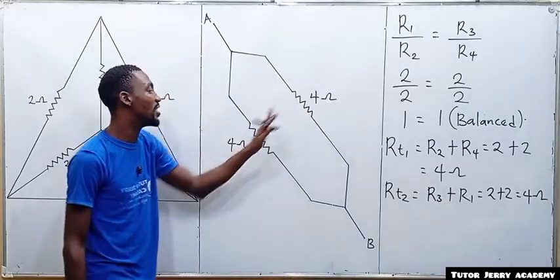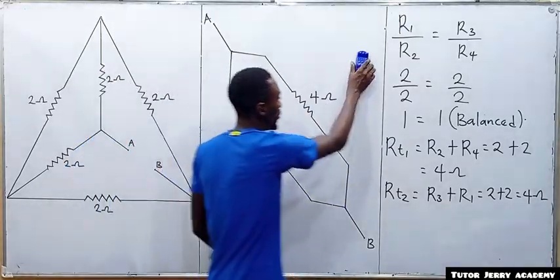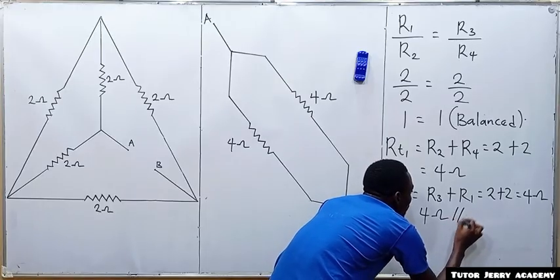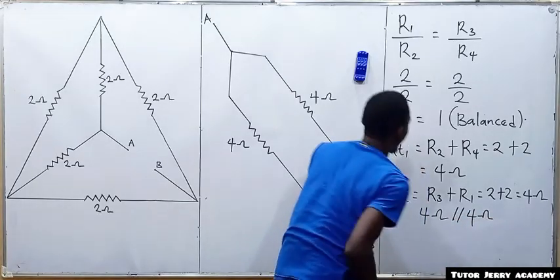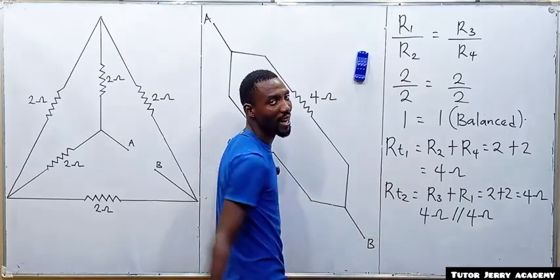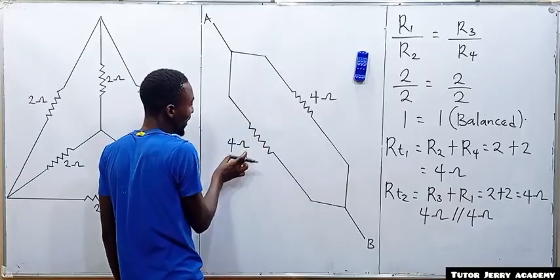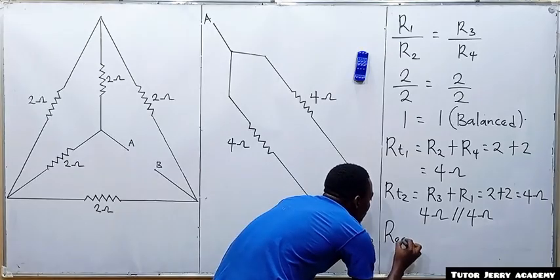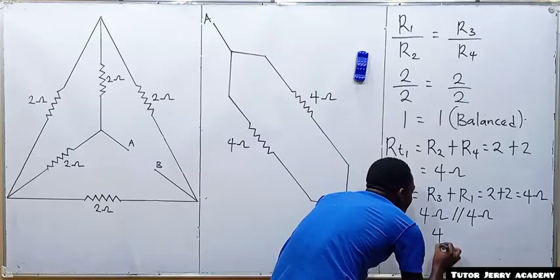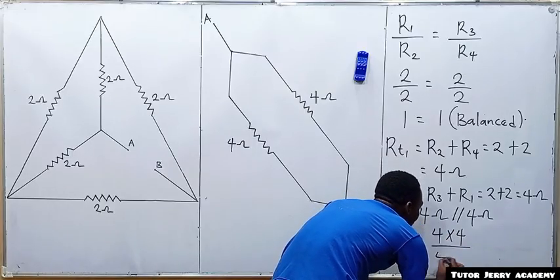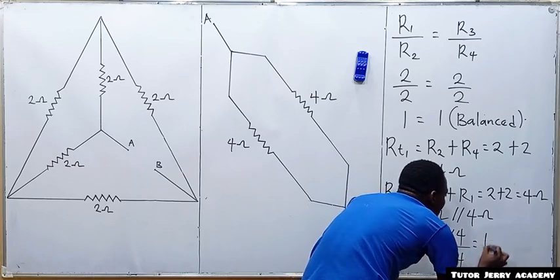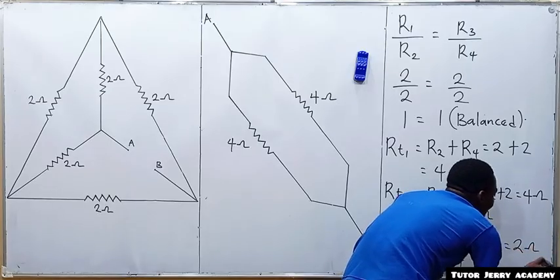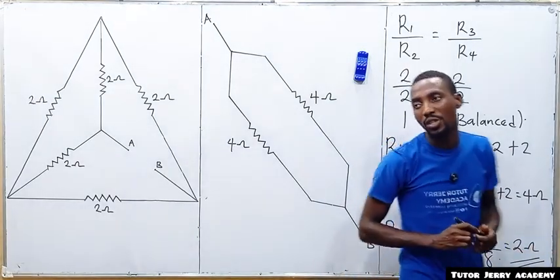You can see now this 4 ohms is parallel to this 4 ohms. Notice that 4 ohms is parallel to 4 ohms. Or you can say that RT1 is parallel to RT2. So the equivalent resistance, R equivalent, will be equal to 4 multiplied by 4 divided by 4 plus 4, which is 16 over 8, and 16 divided by 8 is 2 ohms. So it shows that the solution to the above question is 2 ohms.